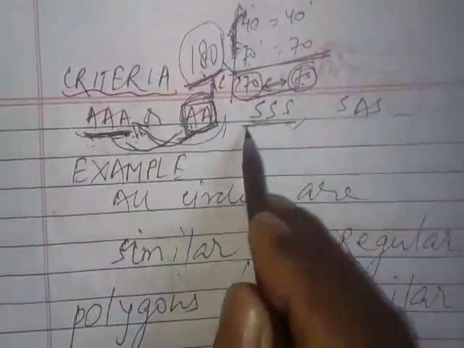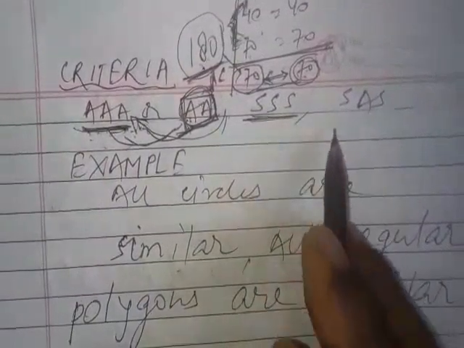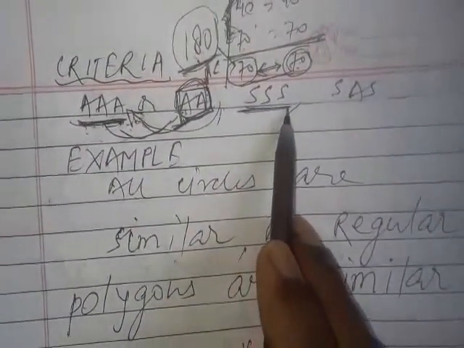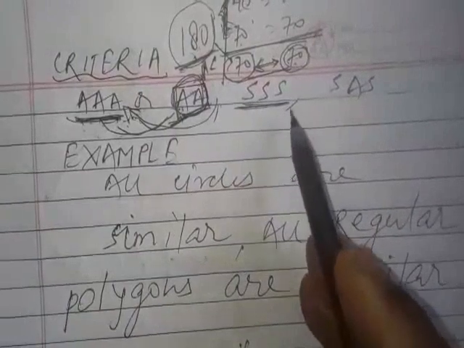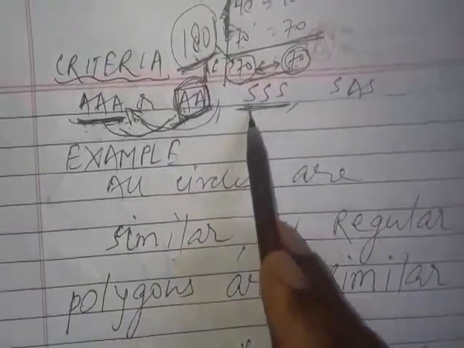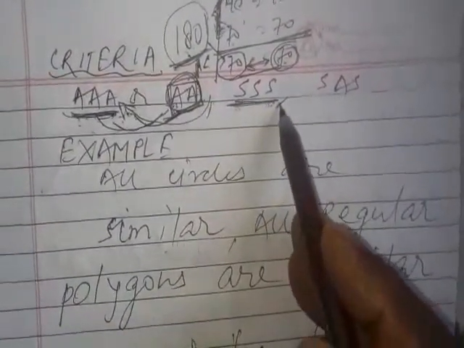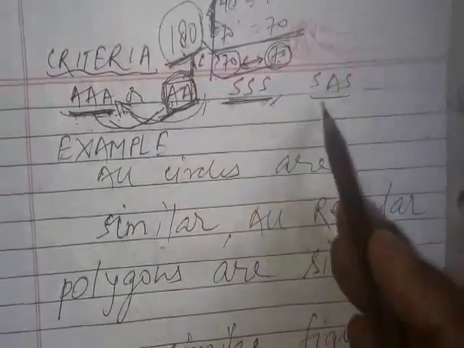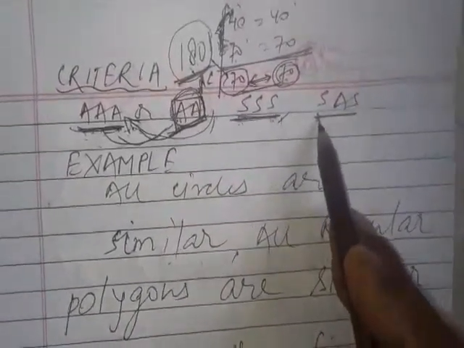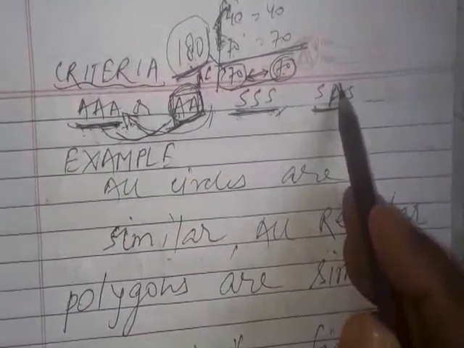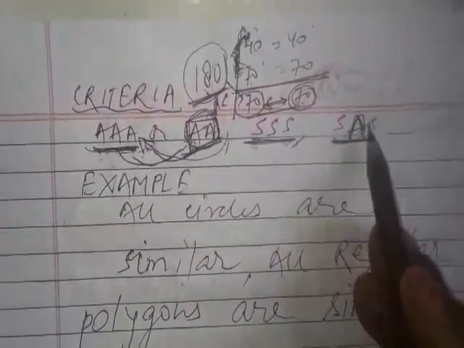The second condition is that if the three sides of one triangle are proportional to the three sides of another triangle, it means that if all three sides of the two triangles are in proportion, then we can say that the triangles are similar. And the third condition: if the ratio of two sides is equal and the angles included between them are also equal, then we can say that the triangles are similar.